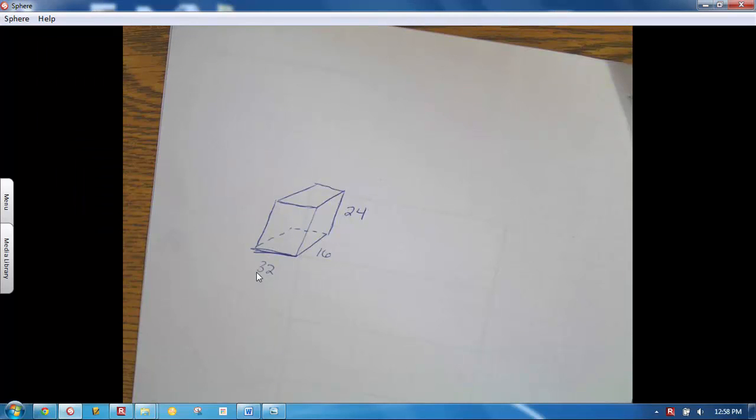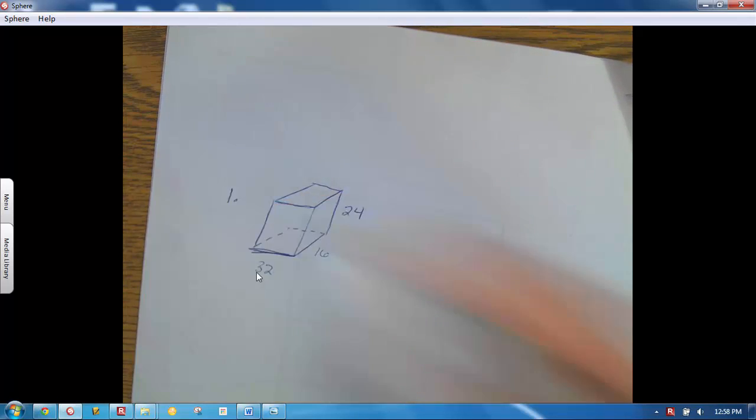Alright, so today we are going to take a look at finding the surface area of a three-dimensional object, in this case a rectangular prism. This is problem number 1 from your homework.